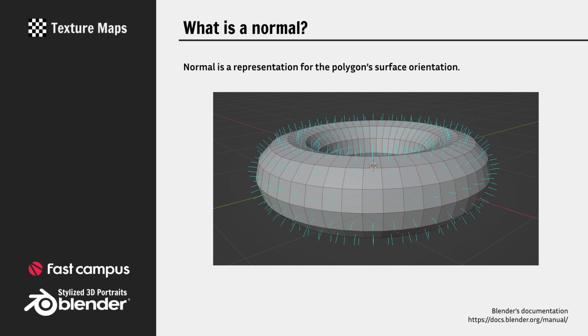A normal is a representation of the polygon surface orientation, alright? So each face has a normal. A normal is this blue line going out from the face. This blue line is a vector that points out from the face and tells how the light and shadow should work on the face. Each face has a normal in it.